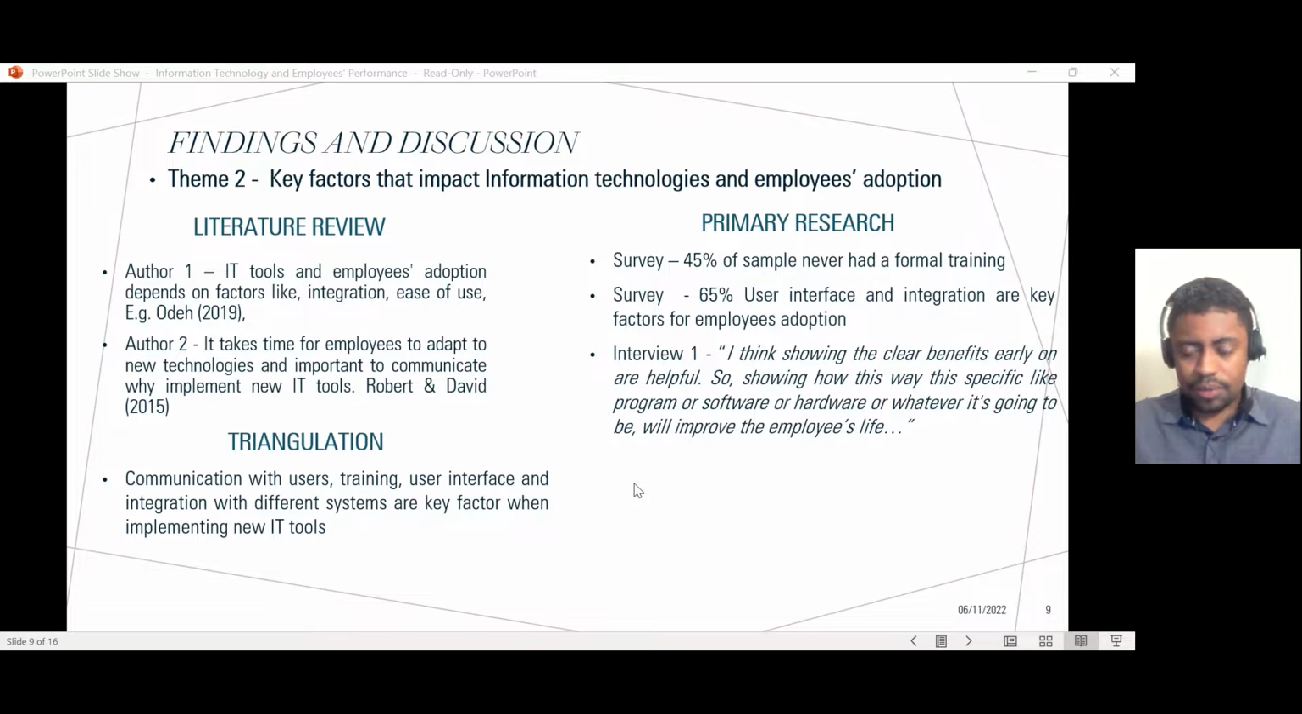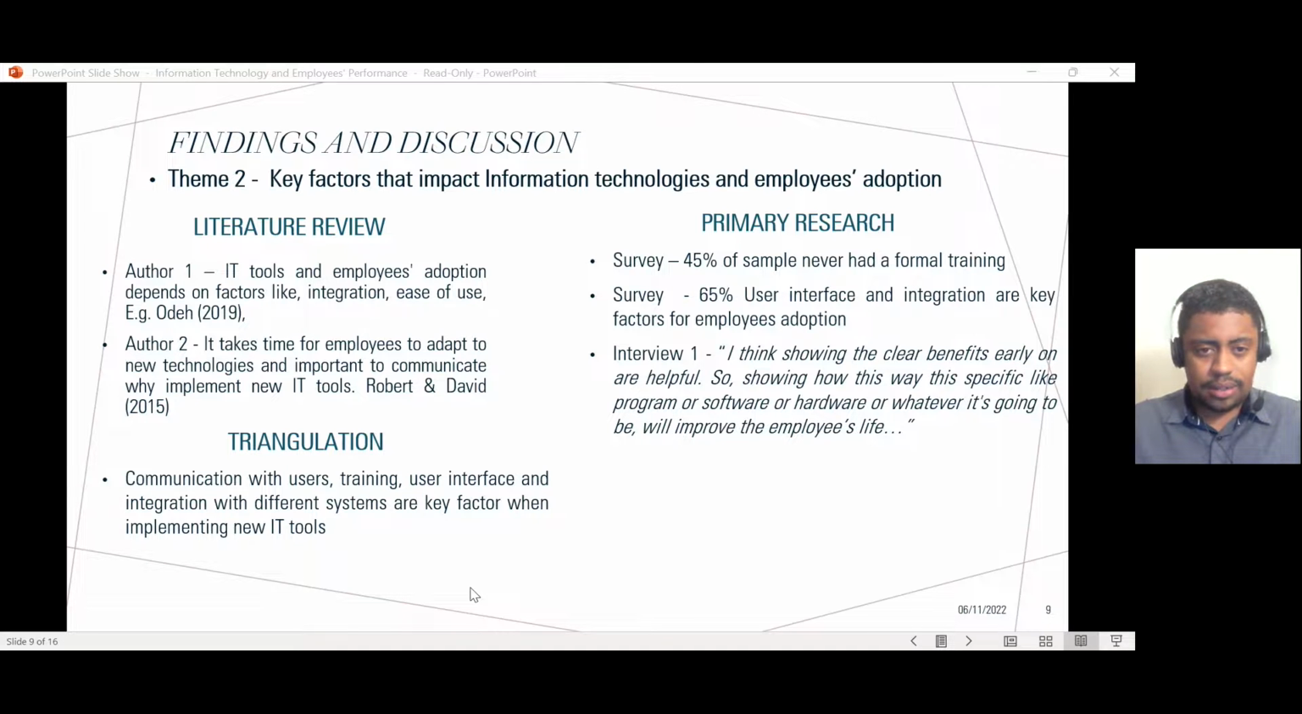implementation. So during my interview, it was said that it's important to show the clear benefits early on to reduce the resistance when implementing new technology. So communicating with users, training, user interfaces, and integration with the different systems are key factors when implementing new technology.